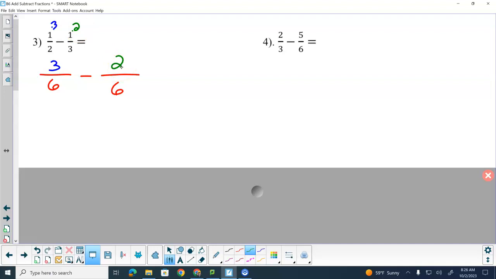When we did this problem 5 minutes ago, we said now we're going to do 3 plus 2. But now we subtract. So what's 3 minus 2? 1. Okay? 1/6 here then. Is 1/6 reducible? No, it's not. Okay? So that then is your answer.